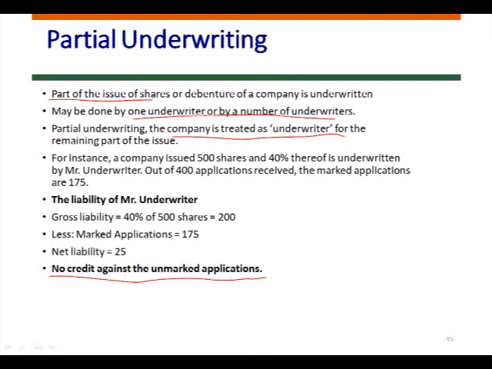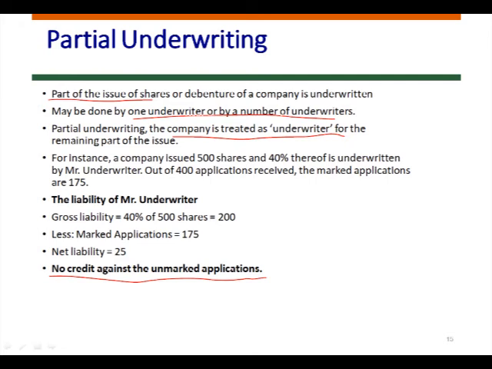In partial underwriting, the company is treated as underwriter for the remaining part of the issue. For instance, a company issued 500 shares, 40% thereof is underwritten. So instead of 100%, only 40% is underwritten, by Mr. Underwriter. Out of 400 applications received, the marked applications are 175. So how much was expected? That should be 200, 40% of 500 shares.